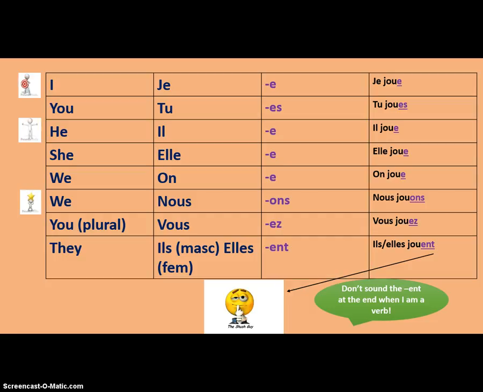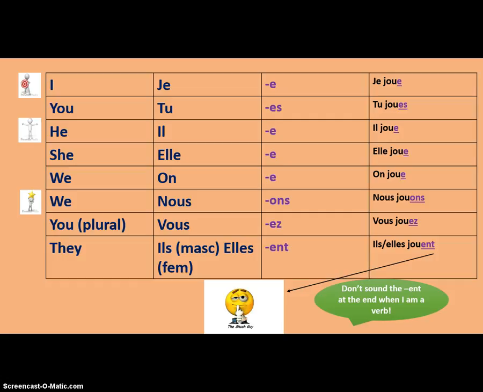I mean, it's quite easy because the first few endings are almost the same. So for je, it's e. For tu it's es. For il it's e. For elle it's e. On it's e. Nous, ons. Vous, ez. Ils and elles, ent.